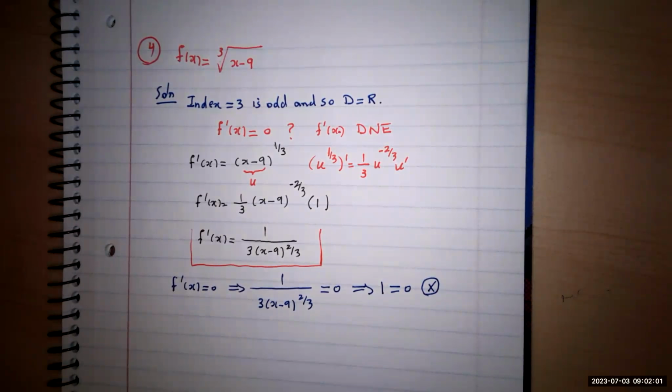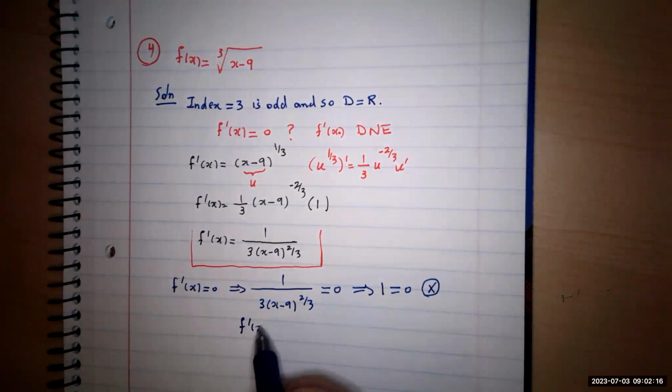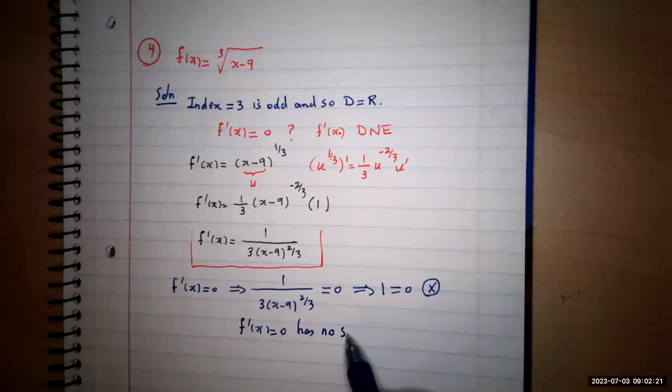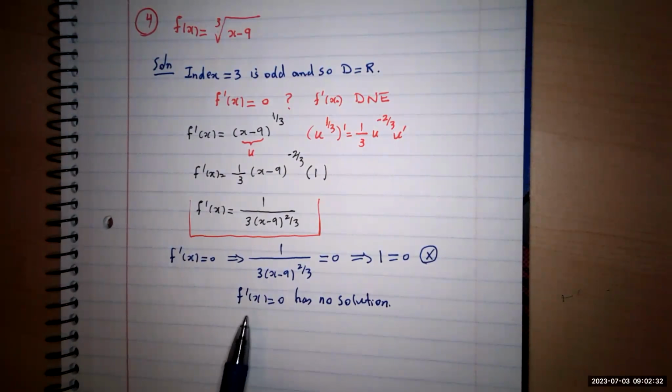Okay, so this means f prime of x cannot be equal to 0 here. Some people stop here. They say, oh, this equation has no solution. You see, they say f prime of x equal to 0 has no solution. And then they conclude that there is no critical value, which is not correct. You cannot get any critical value from this part.